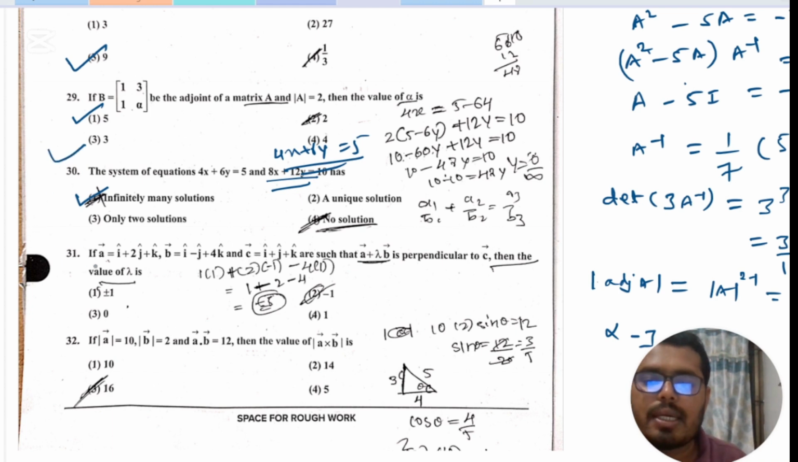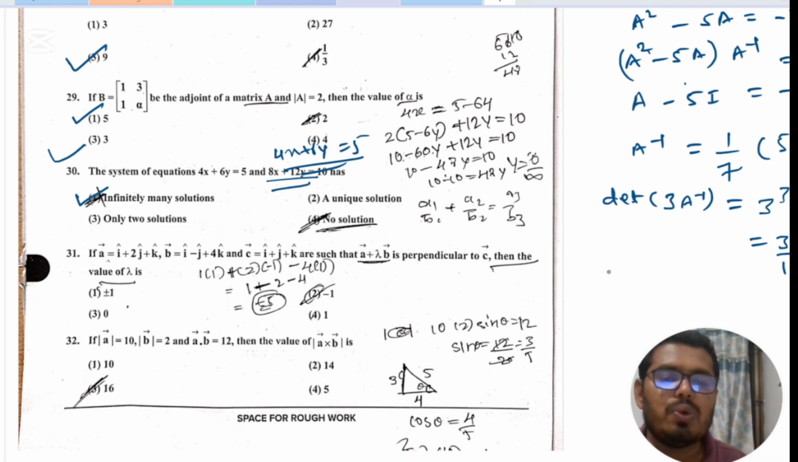It is related to vectors. If a bar equal to i cap plus 2j cap plus k cap, b bar is equal to i cap minus j cap plus 4k cap, c bar is equal to i cap plus j cap plus k cap, such that a bar plus lambda b bar is perpendicular to c bar, then the value of lambda. They have given you the perpendicular condition. When two vectors are perpendicular, a dot b is equal to 0. A is perpendicular to b bar. It means a bar dot b bar is equal to 0.